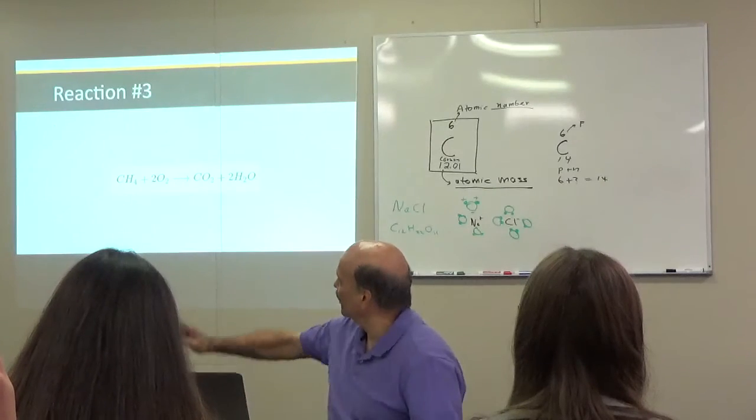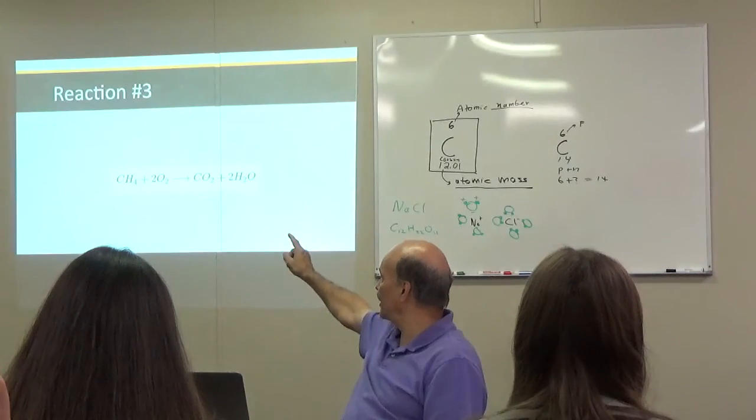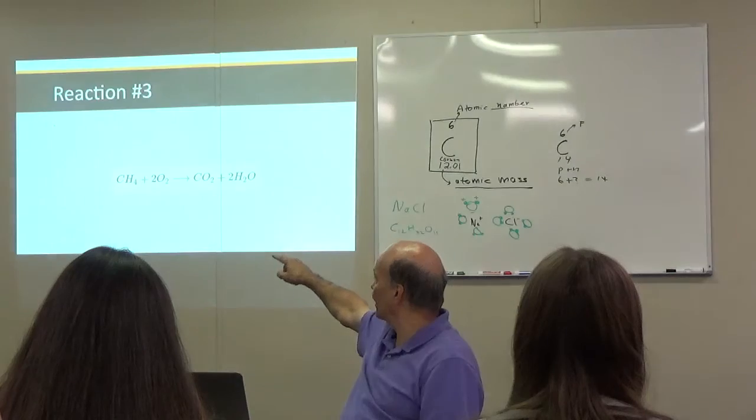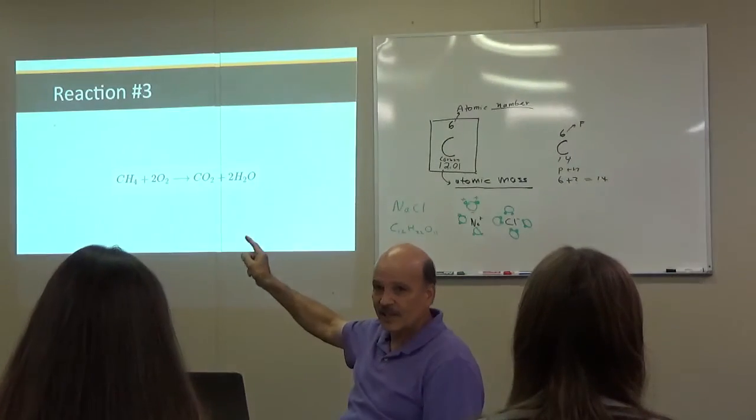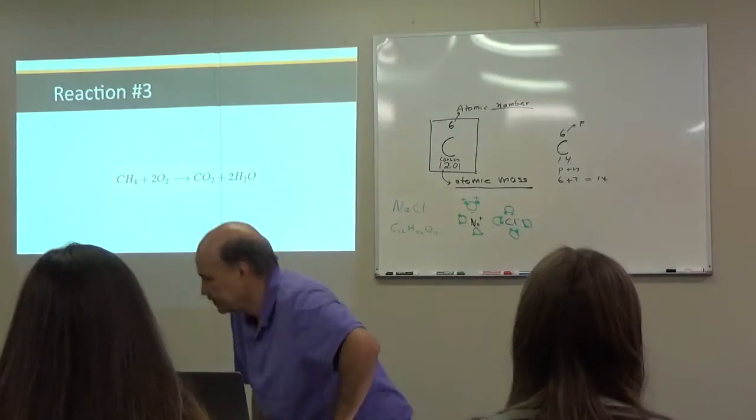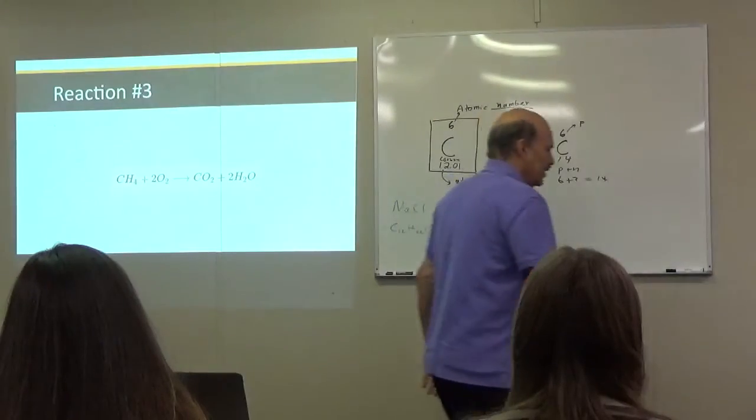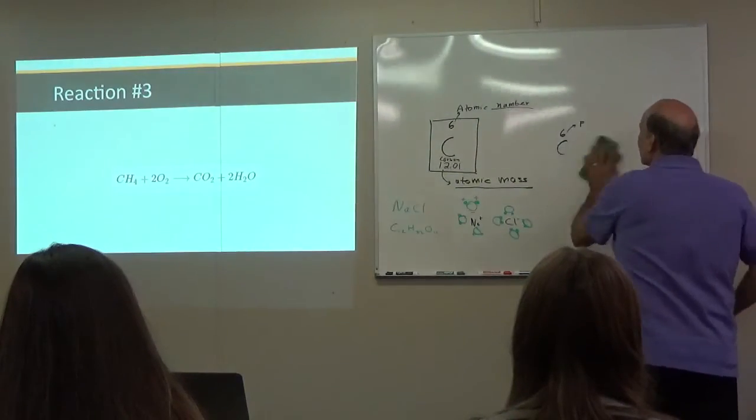So that first molecule, CH4, is called methane. And then you have oxygen, and you can see carbon dioxide and water. This is an example of combustion. Just a reminder of how to balance that. It's not hard.